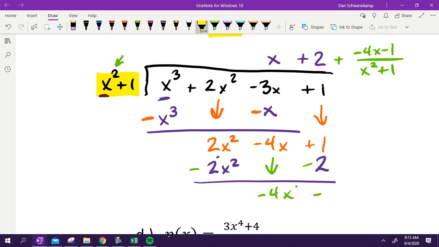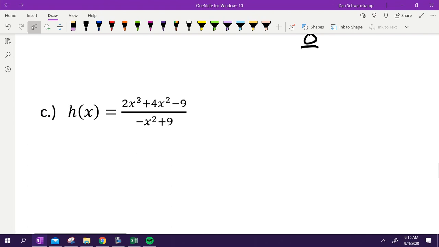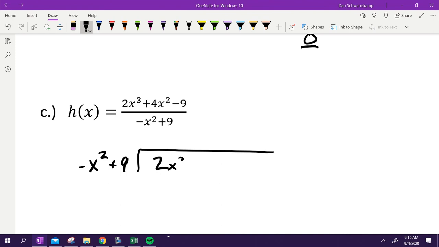All right, let's set up number 3, or letter C, or whatever we called it. Letter C. Let's set it up. Okay, so negative x squared plus 9 goes on the outside. I've got 2x cubed. I've got 4x squared. Notice that I have 0x. Okay, so I need to leave a spacer 0 there. Make sure you got a plus 0 in there. Otherwise, it won't match up, and it just gets ugly. And then a minus 9 on the outside.